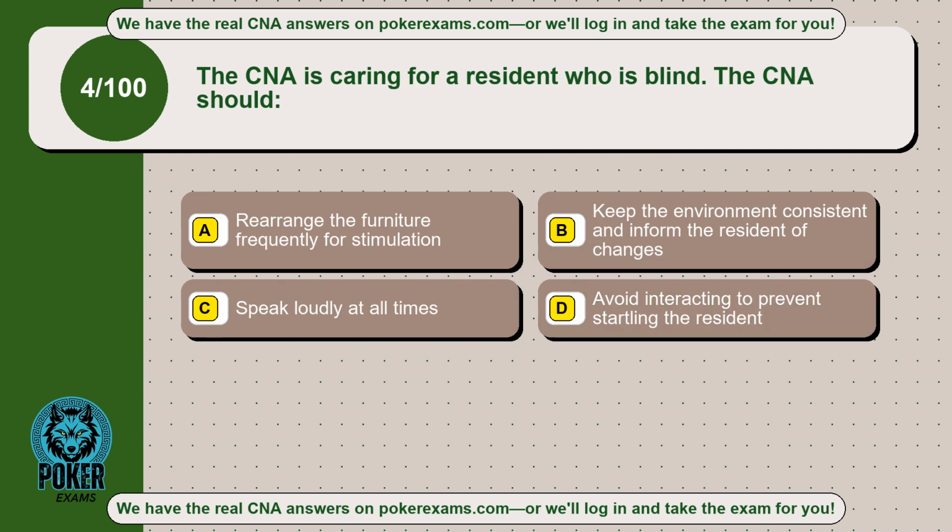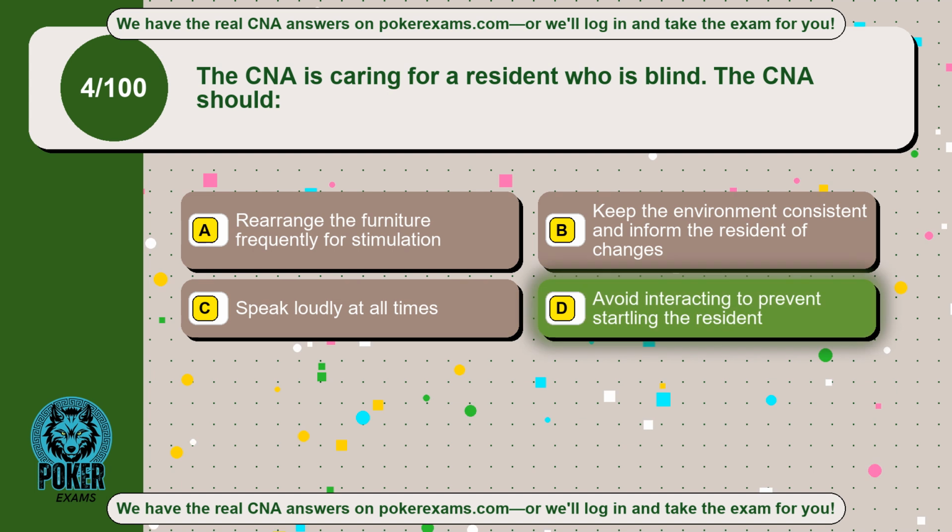Question 4. The CNA is caring for a resident who is blind. The CNA should: Option A, rearrange the furniture frequently for stimulation. Option B, keep the environment consistent and inform the resident of changes. Option C, speak loudly at all times. Option D, avoid interacting to prevent startling the resident.